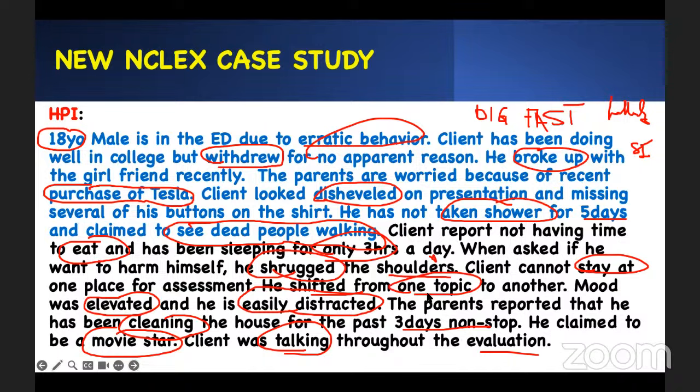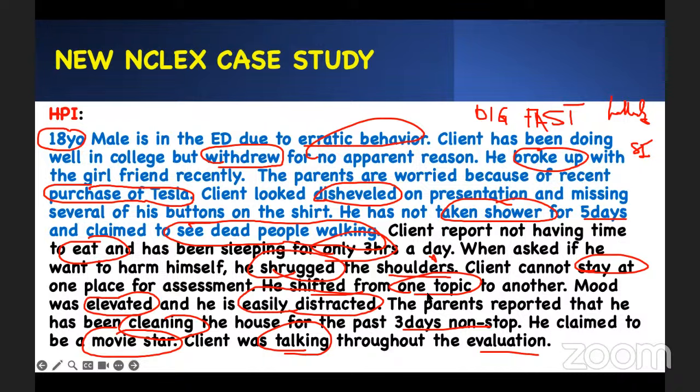This is the kind of case they will give you. Classic, classic, classic, well-known diagnosis for some mental health problem, right? 18 years old, presents with erratic behavior. He withdrew from college. He broke up with his girlfriend. Parents are worried because he bought a Tesla, probably using the money for school fees. He's disheveled on presentation, missing several of his shirt buttons.